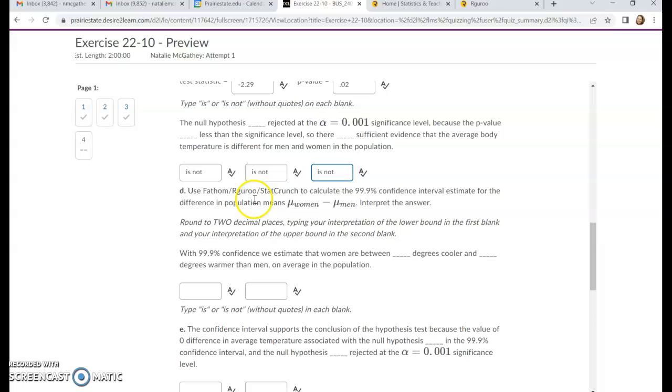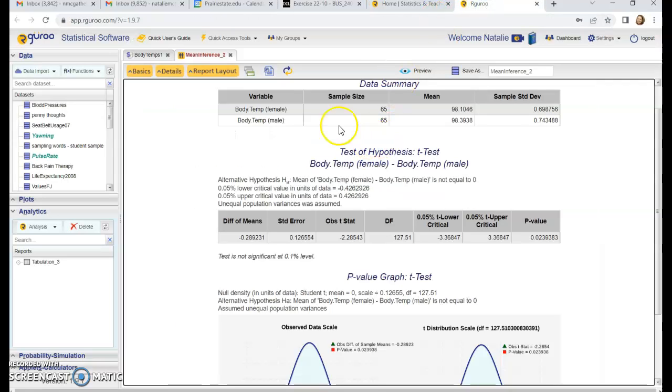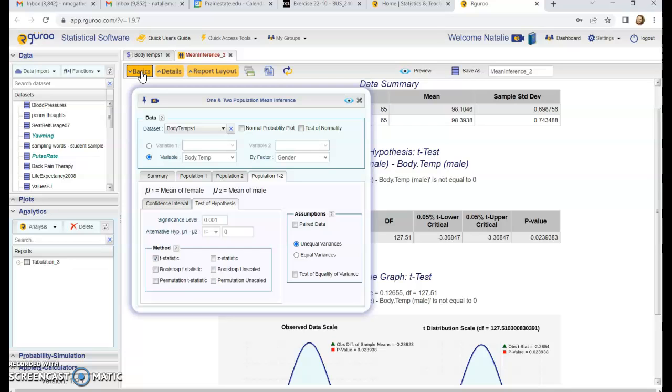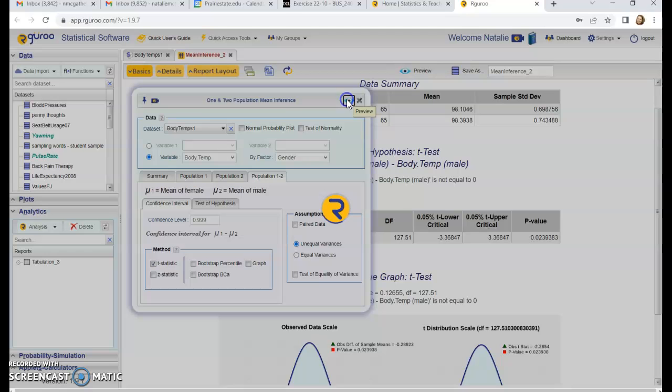Okay, now the same significance level corresponds to a 99.9% confidence interval. So let's do that confidence interval. Let's go ahead over back into our guru and click on basics. And we'll go to the confidence interval, and we're calculating a 99.9%, or 0.999 confidence level, and make sure that we check the t-statistic method. Now let's see what we get.